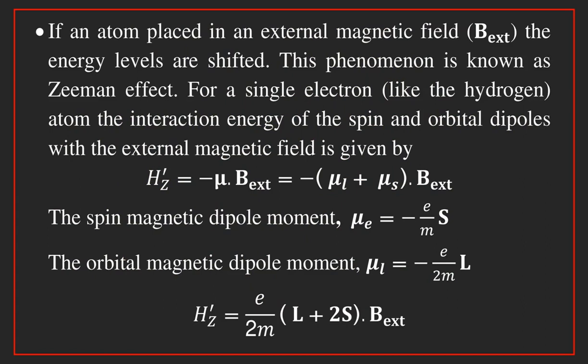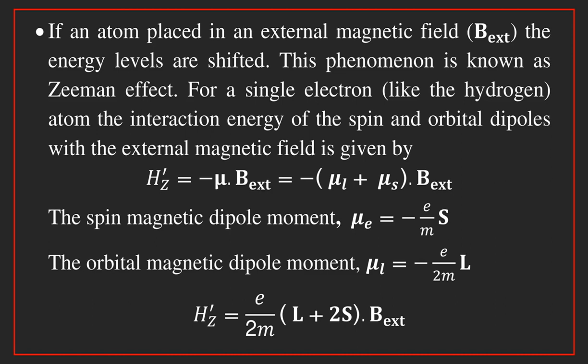Zeeman effect is the splitting of energy levels of an atom when it is placed in a magnetic field. When an atom is placed in a magnetic field, the electron in the atom will interact with the magnetic field, thereby splitting the degenerate energy levels. This splitting of energy levels is called the Zeeman effect. It may also be called the shifting of energy levels, because if the energy levels are shifted, then the energy spectra are split into different parts.